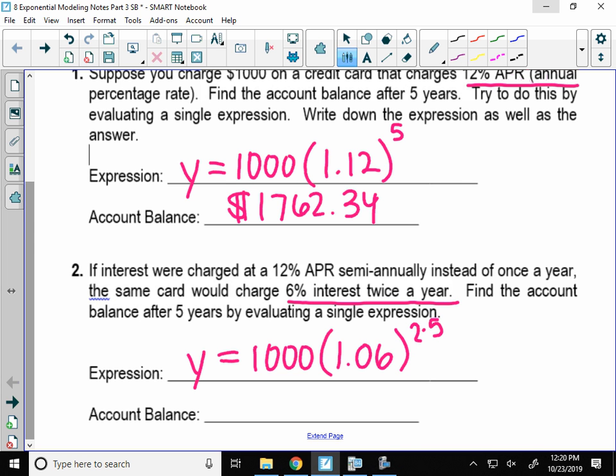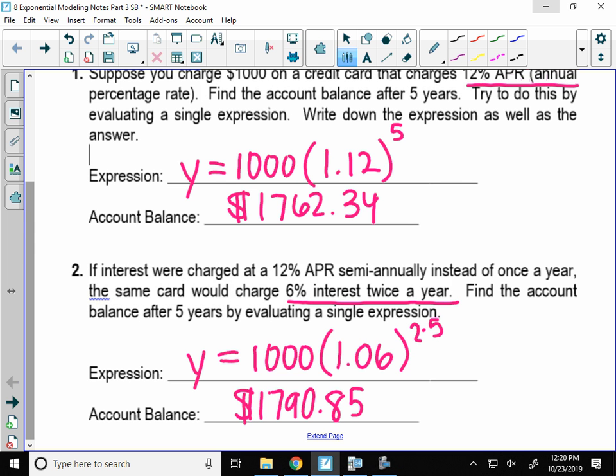Tell me, sorry, I have a pretty bad cold. How much would you be owing, Riley? $1,790.85. Now, what do you notice about those two numbers, the comparison to each other? Higher. It's higher when we charged interest twice, even though it was a lower number for the growth rate. This interest rate ended up being higher, the total.